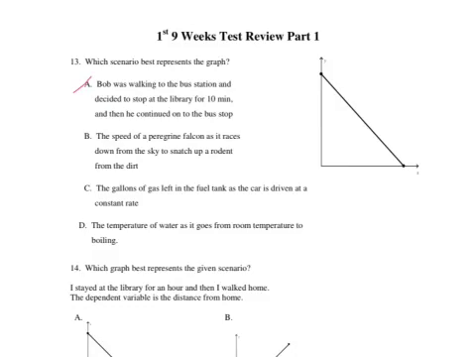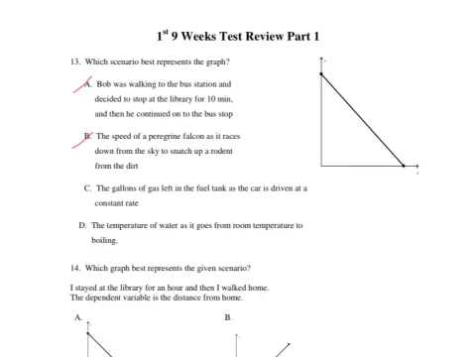Letter B. The speed of a peregrine falcon as it races down from the sky to snatch up a rodent from the dirt. Okay, no matter what I pick for the labels, we know that the speed of the falcon is going to change as it approaches the ground, right? If it did not approach the ground slowing down, then it would just smash straight into the ground. So at some point, we're looking at it curving here. So B would not be a good choice.